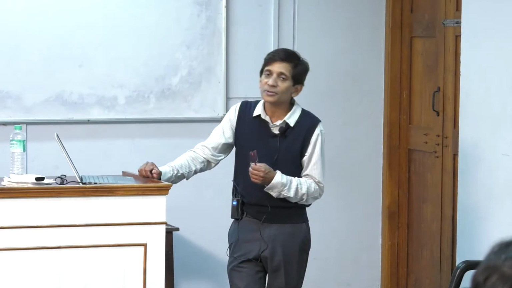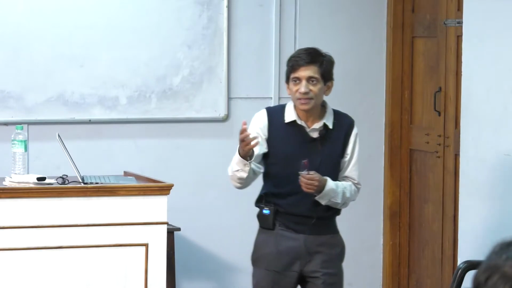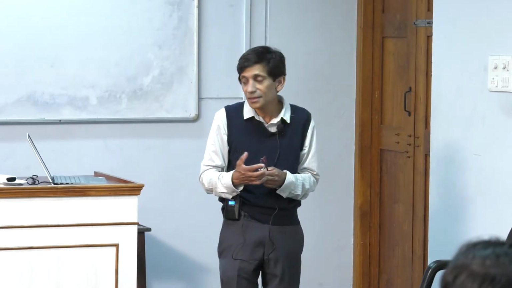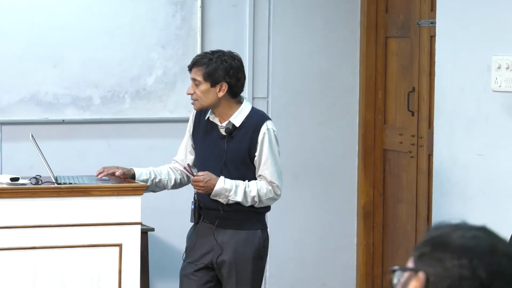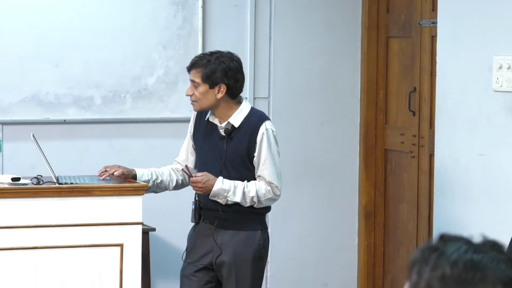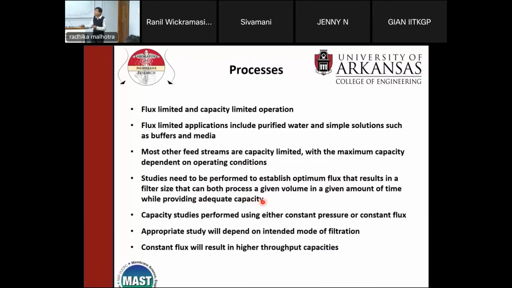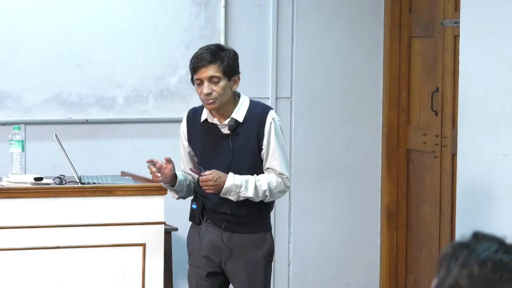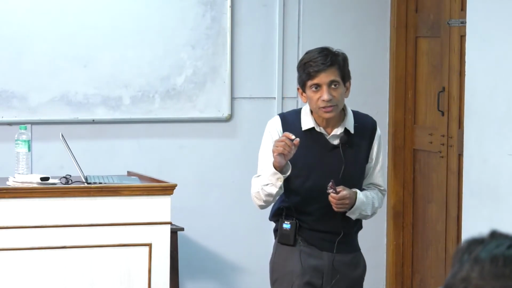Most feed streams are capacity limited, with the maximum capacity depending on operating conditions, right? So if you have a CHO cell stream with some particles in there, then it's going to be capacity limited because you're actually removing stuff, okay? And it's going to depend very much on the operating conditions. Studies need to be performed to establish the optimum flux that results in a filter size that can both process a given volume in a given amount of time while providing adequate capacity. This is what I mentioned earlier. So people run under constant flux mode for microfiltration. If not, you will have very high fluxes at the start, which will tend to reduce your capacity because you will get a lot of fouling at the start. So these are optimization studies.